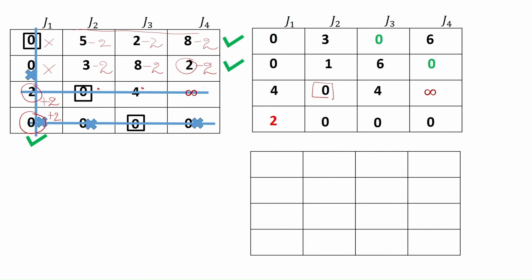Yes, this is the single 0 in the third row. I mark it and I also cross out any other 0 in that column. Next I move on to the fourth row. In the fourth row I see there are 2 zeros, so I just hold this. I move on to the columns.